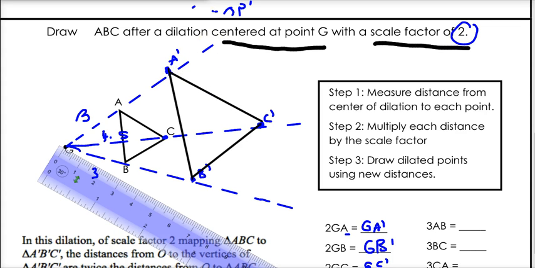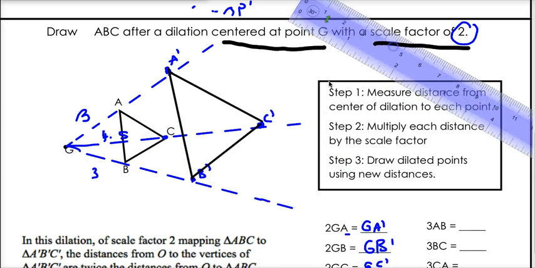And if you notice, when you do it this way, these two triangles have the same exact shape, but A prime, B prime, C prime is just twice as big as it was before. All right? And that's how it's done. That's how you dilate. All right?